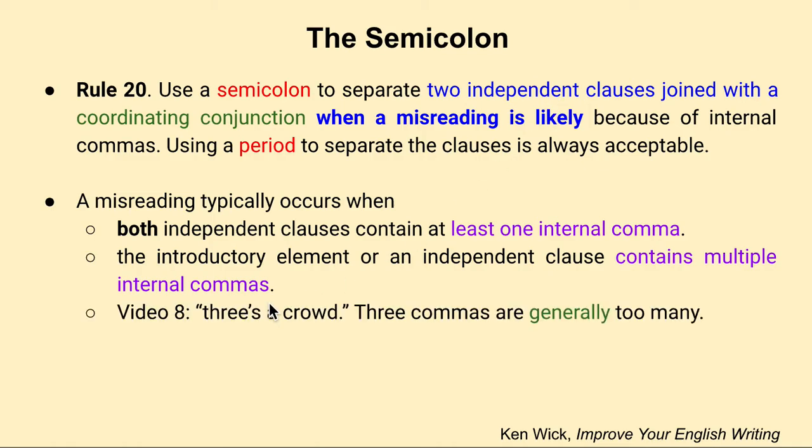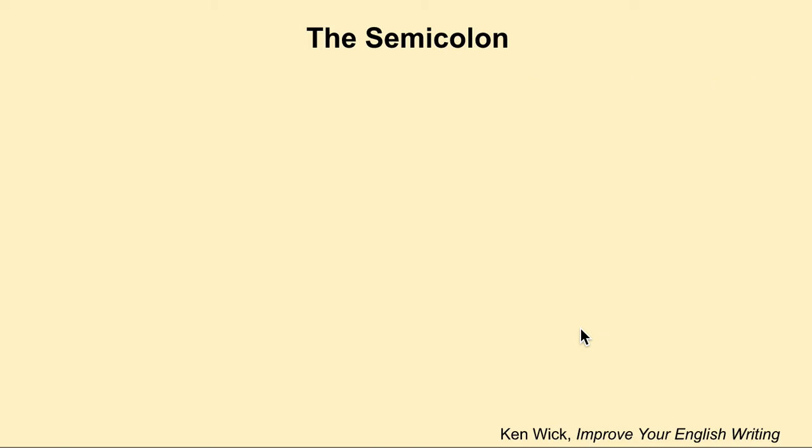I don't want to go back to my video number 8, which I call my rule of thumb of 3 is a crowd, which basically says 3 commas in a sentence are generally too many. I'm not talking about using commas for a series, but separating independent clauses and phrases. So let's look at some examples.